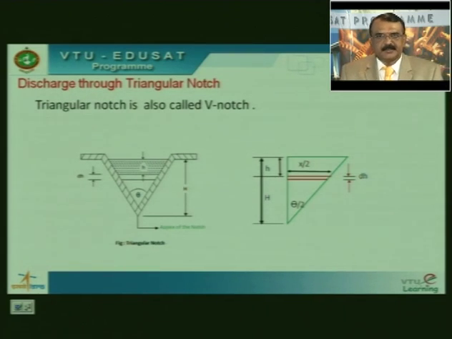That we will discuss in the next class. So let me recap what we studied in this class. We started with the definition of notch. We defined a notch, we defined a weir, and we differentiated between a notch, weir and an orifice. We studied the different types of notches. Then we derived an equation for the rectangular notch. We solved one or two simple problems on the rectangular notch. Then we started with the triangular notch. We will continue this in the next class. Thank you.